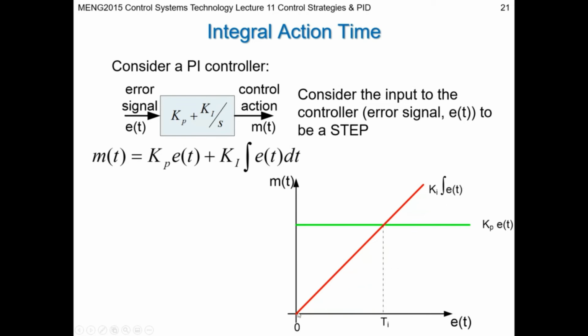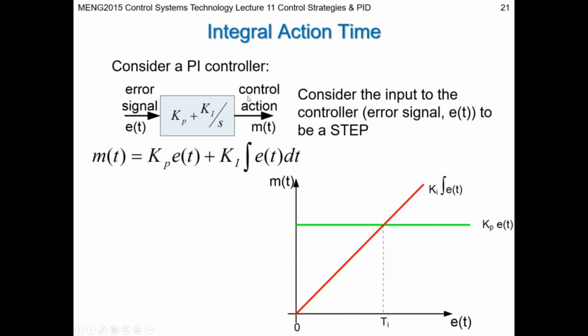Now there will come a point in time, which we call Ti, where the integral action from our controller exceeds the proportional action. It's going to start low because not much time has passed. It's now just starting to add up. But there will come a time when the integral action actually gets to be the dominant part of the control action, or the control action output.